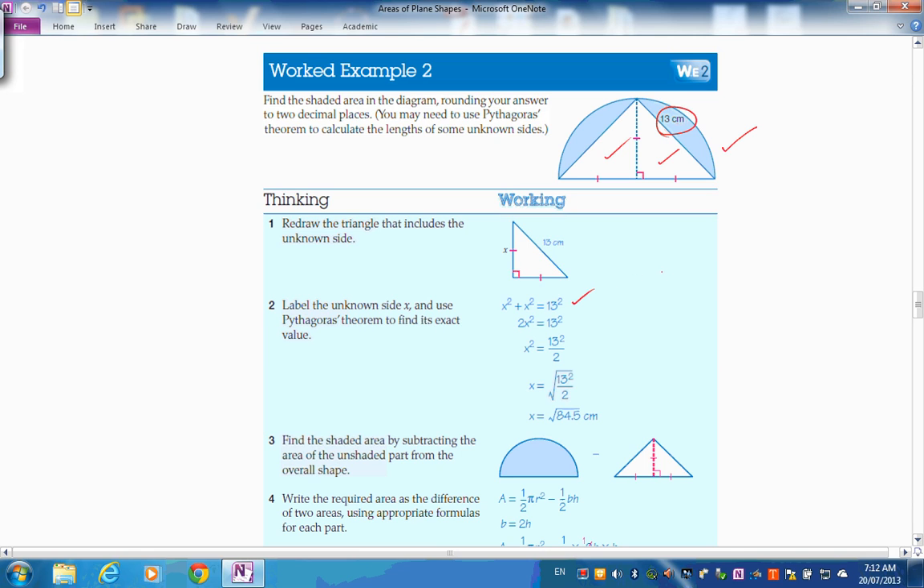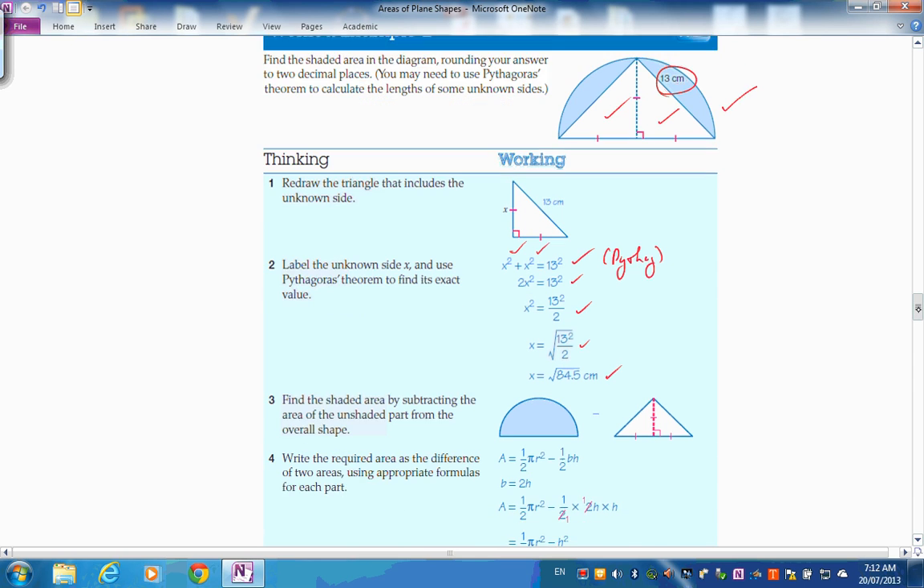You've got the square on the hypotenuse is the sum of the squares on the other 2 sides, and they're equal. Usually you put Pythag in brackets, and so 2x squared equals 13 squared. X squared is 13 squared on 2, or square root of 84.5. It's not a bad idea to leave it like that, so that you don't round off too early. You don't want to round everything off, you lose accuracy as you go. So keep it as exact as possible as you go through there.